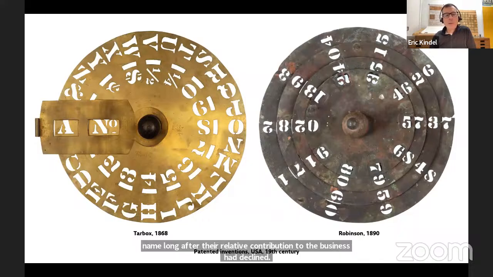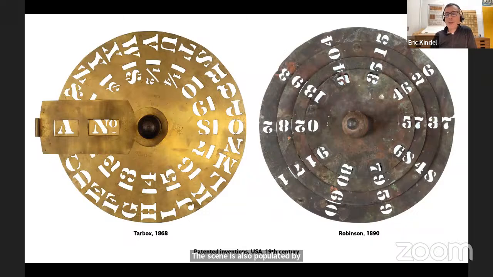The scene is also populated by stencil inventions, of which these are just 2. Some might seem clever, like the one on the right, but could be difficult to use, while apparently helpful add-ons like the shield on the left could be more trouble than their apparent worth, although the Tarbox stenciled disc still sold well, judging by the large numbers that survive.